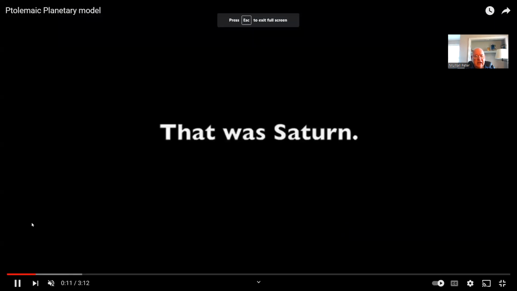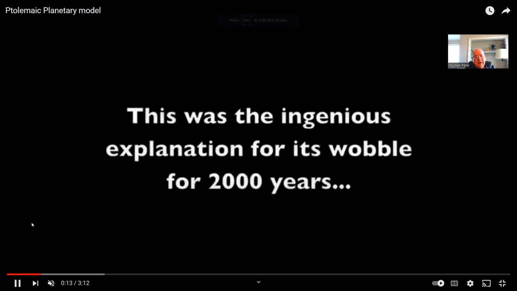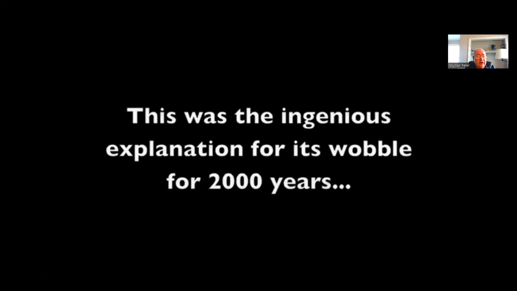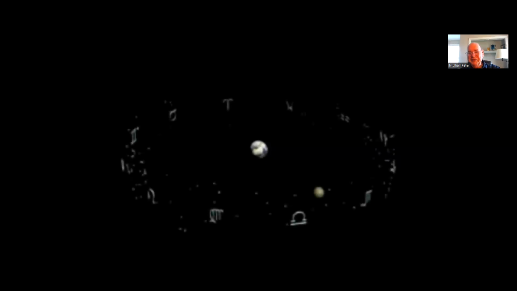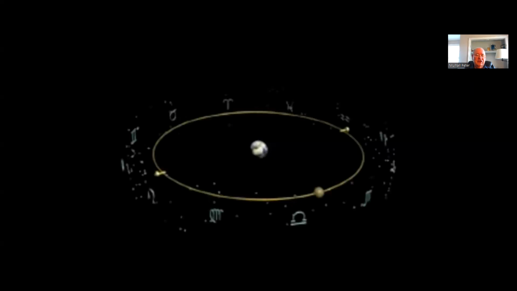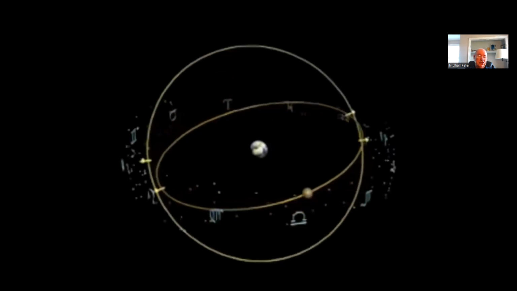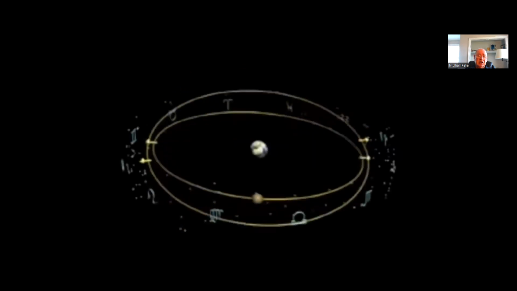The first thing you're looking at here is an explanation, a theory by the man by the name of Eudoxus, the greatest mathematician of the ancient world after Archimedes. That's okay, everyone comes after Archimedes. Very beautiful geometric model of Eudoxus, which explains the motion of the planets.